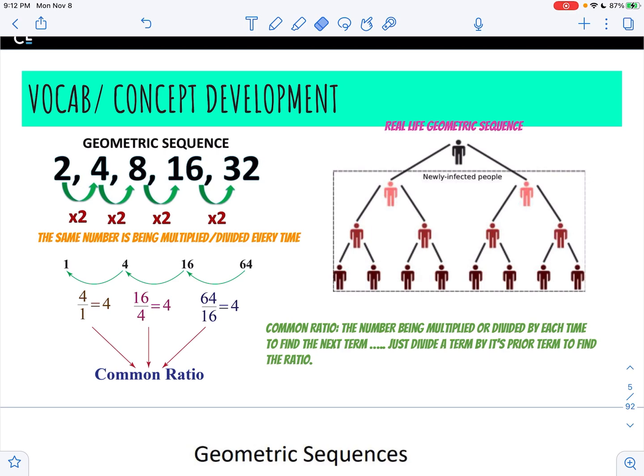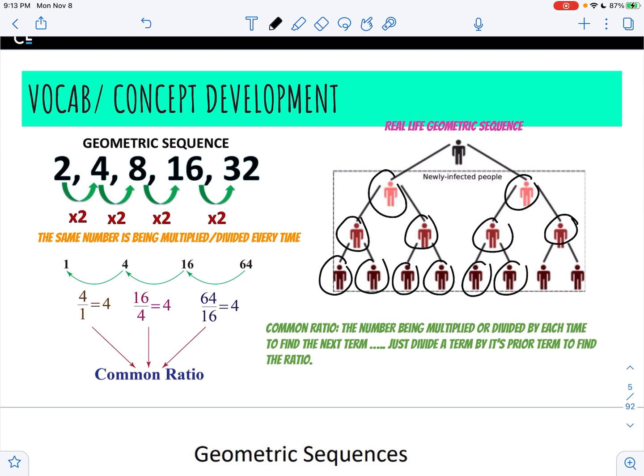And this is a common form for a geometric sequence. Each next number is made by multiplying the previous number by something, and when that number is multiplied by the same thing each time, it's a geometric sequence. A real life example would be, say you're sick and you get 2 people sick, right? And those 2 people each get 2 people sick. So here you would have a total of 4 people. And then those 4 people get 2 people sick each. You see how each time you're multiplying by 2? That would be an example of a geometric sequence.